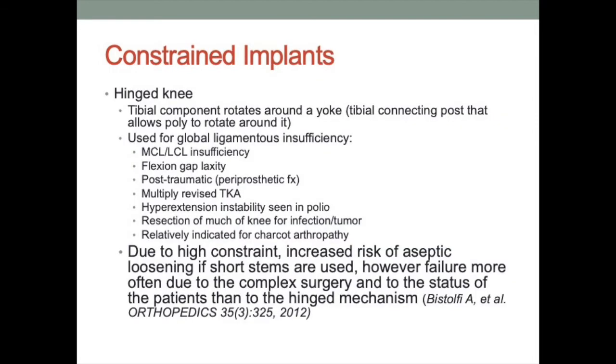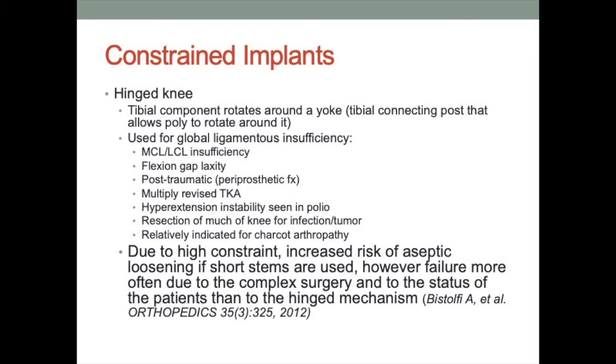If you have to go to a hinge knee component, the tibial component rotates around a yoke, which is the tibial connecting post that allows the polyethylene to rotate around it. Some of the more modern implants now have a 30-degree block where it allows only 30 degrees of motion. Some of the older implants were completely rotationally free.